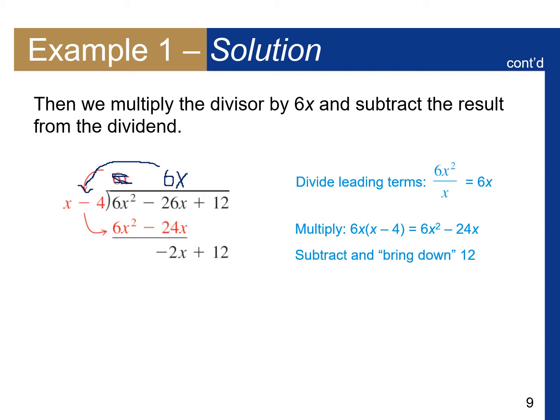I'm just distributing 6x through this little binomial right here. After I do that, I have to subtract. When I subtract, I'm going to change my sign. So remember, before I emphasized subtract when we were doing the regular number, that's because we do the same here. So we want to change these signs. When we change these signs, that's how when I add these two then, I will get negative 2x. And now I'm going to bring down my next term, which is positive 12.